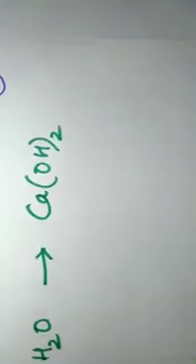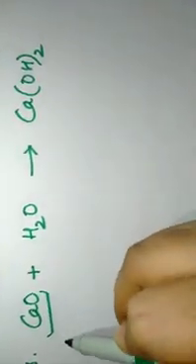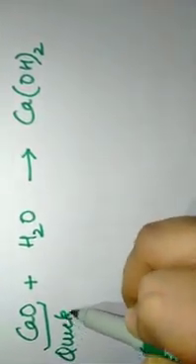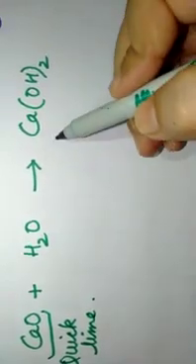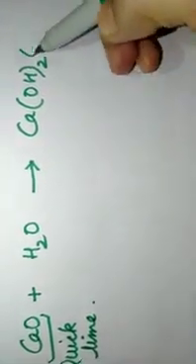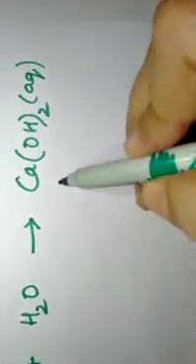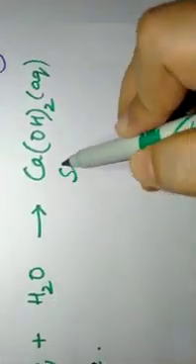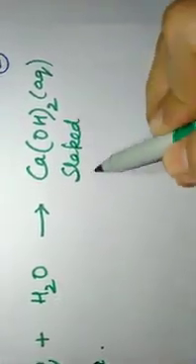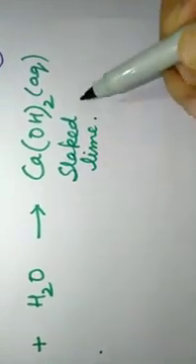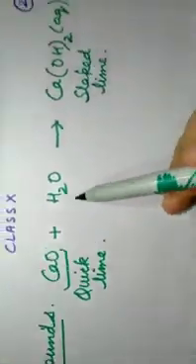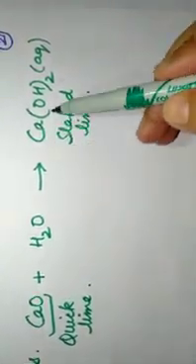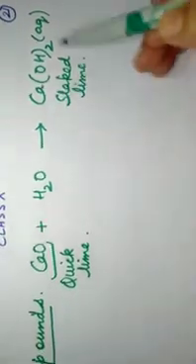Now, the common name of calcium oxide is quicklime. It combines with water and forms calcium hydroxide, which is in an aqueous state, and the common name of calcium hydroxide is slaked lime. So here, this is slaked lime. The 2 compounds, calcium oxide and water, are both compounds, and they form a product which is calcium hydroxide.